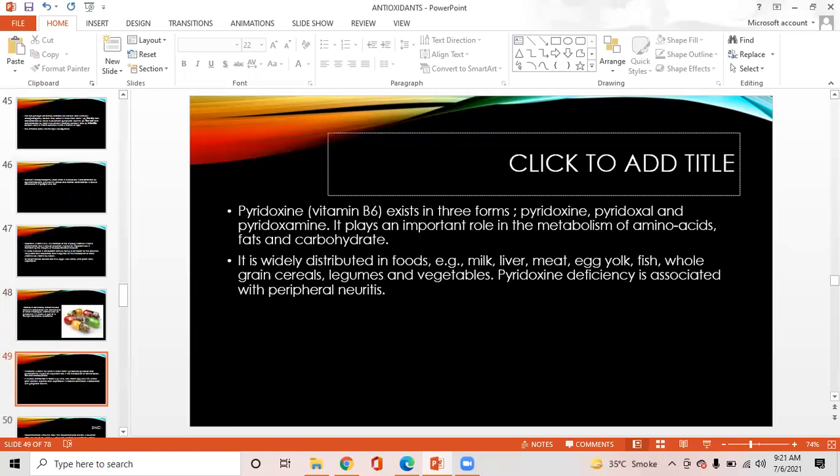Pyridoxine, vitamin B6, exists in three forms: pyridoxine, pyridoxal, and pyridoxamine. It plays an important role in the metabolism of amino acids, fats, and carbohydrates. It is widely distributed in foods, for example, milk, liver, meat, egg yolk, fish, whole grain cereals, legumes, and vegetables. Pyridoxine deficiency is associated with peripheral neuritis.